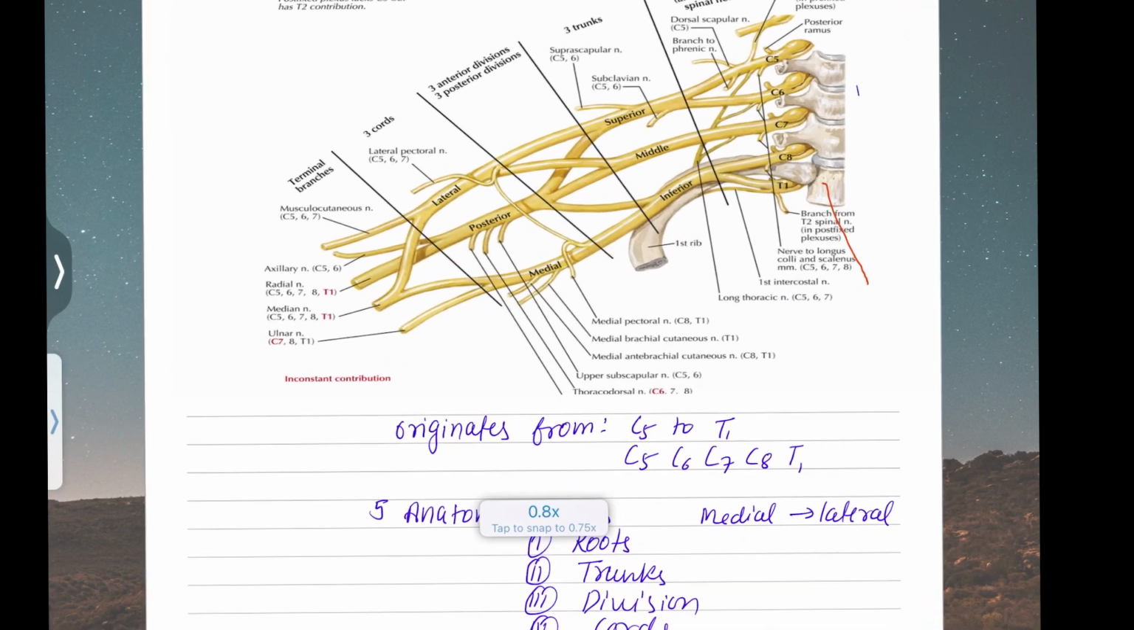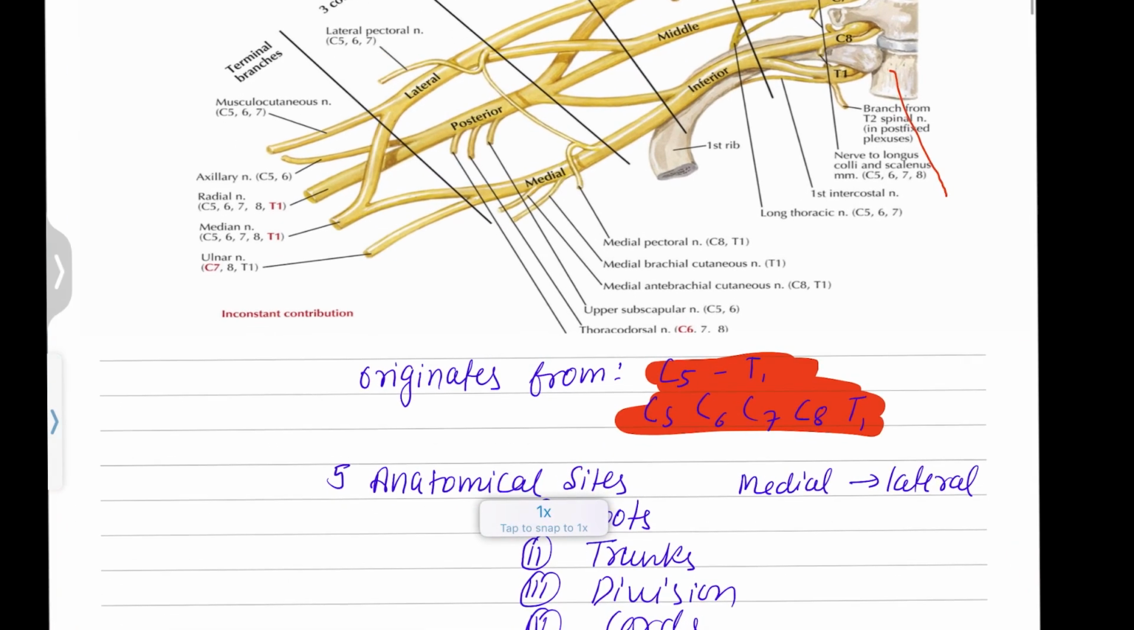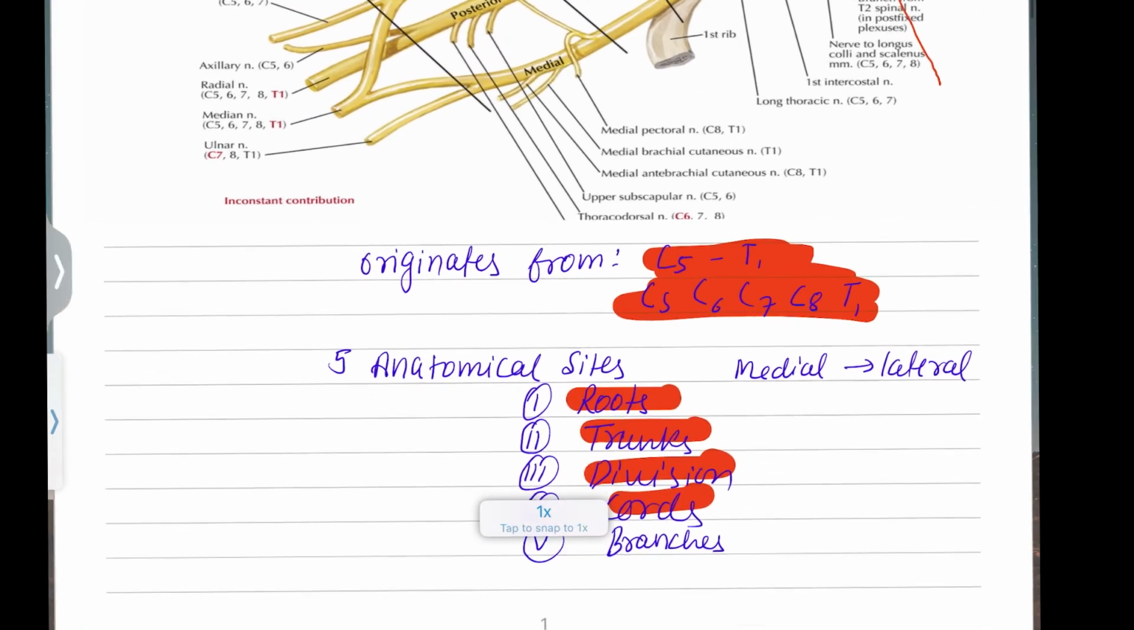The nerves of the brachial plexus actually originate from C5 to T1. Sorry, C5 to T1: C5, C6, C7, C8, and T1. These are the spinal nerve roots from where the brachial plexus originates. There are actually 5 anatomical sites that are well demarcated in the brachial plexus. The first is the root, second is the trunk, division, cord, and branches.